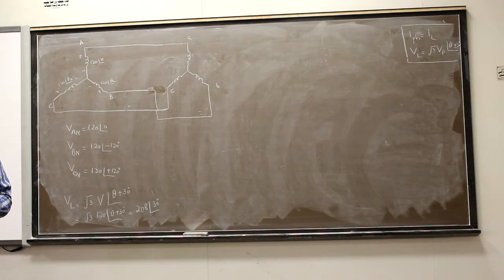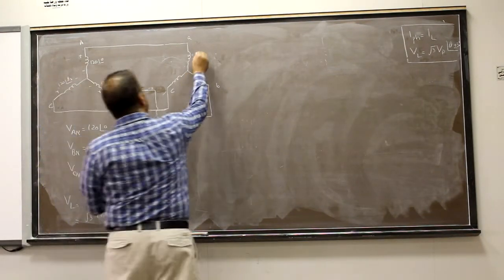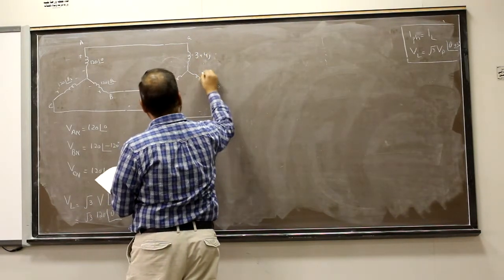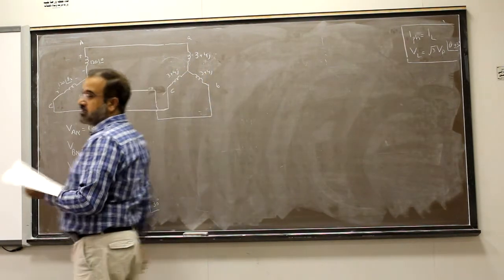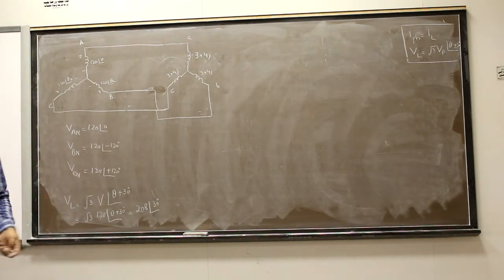Okay, VAB, between A and B. Now, if I ask you that the load is connected like this, and the impedance of each load is 3 plus 4j, complex numbers, yes. So how will you find the phase current and how will you find the line current?